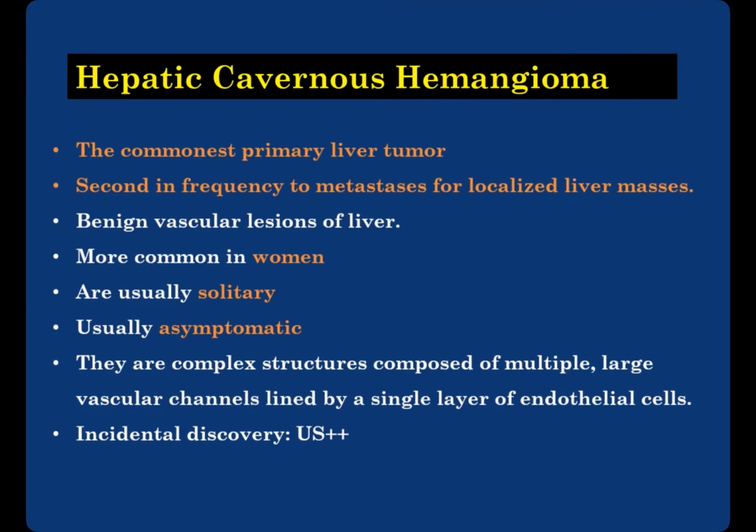The third disease is the hepatic cavernous hemangioma. It's the commonest primary benign liver tumor. Both metastasis and HCC are malignant tumors, but hepatic cavernous hemangioma is a benign liver tumor, and it's the commonest primary benign liver tumor. They are more common in women and usually asymptomatic.